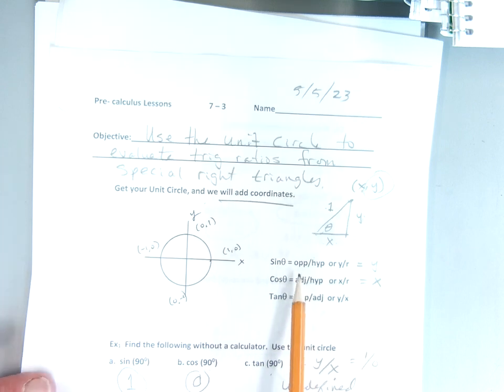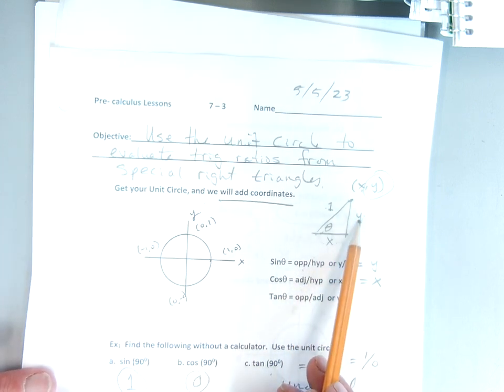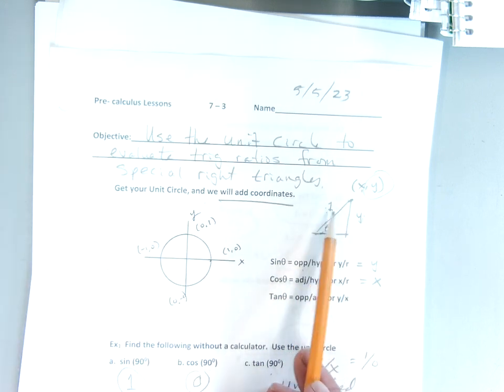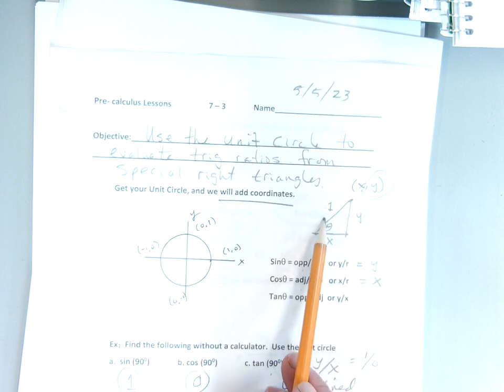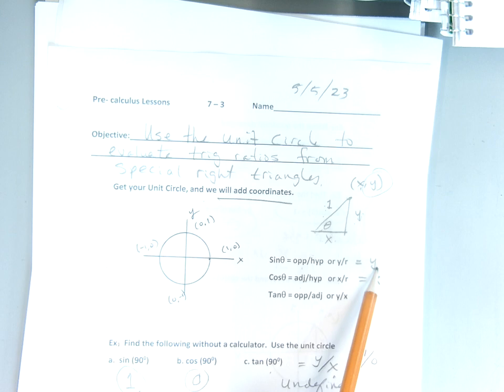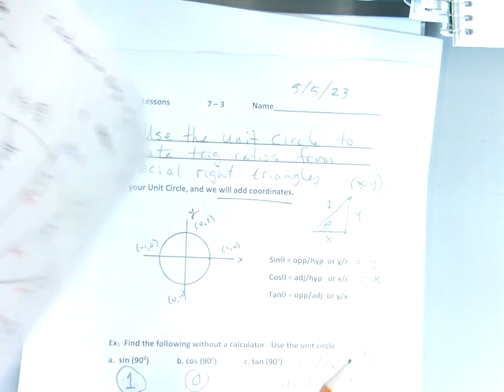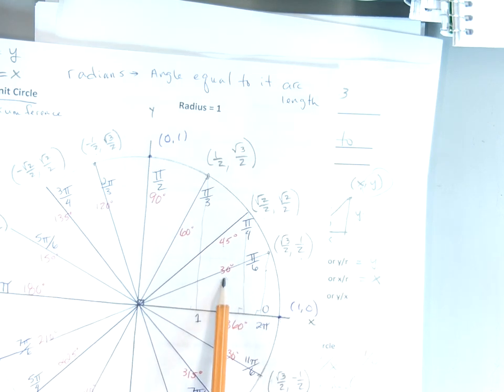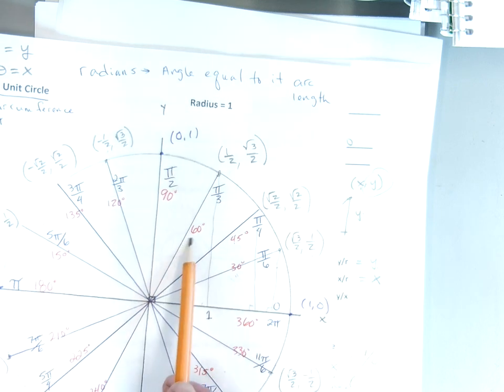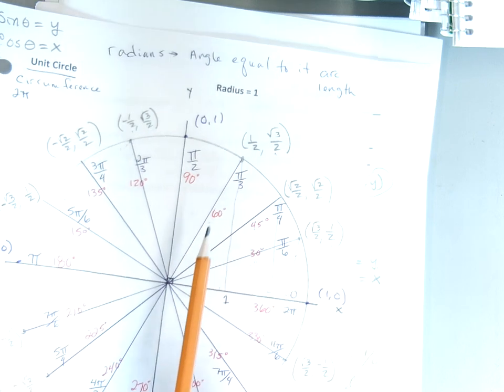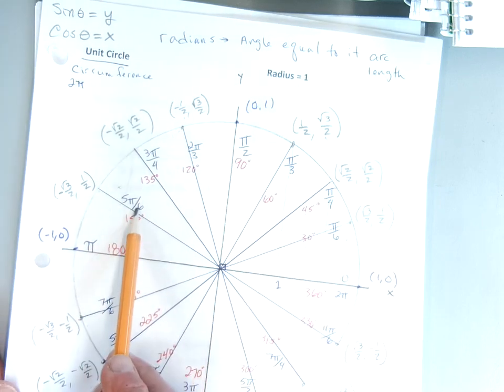We know that sine is opposite over the hypotenuse. But since the opposite is the y value and the hypotenuse is 1, it's just the y value. So wait a minute, that means the sine of 30 degrees is 1/2. It is. The sine of 60 degrees is the square root of 3 over 2. It's just the y value. The sine of 5 pi over 6 is 1/2. It's just the y values.